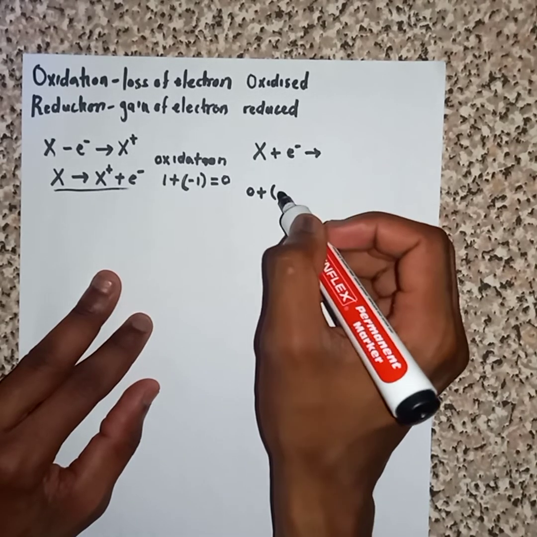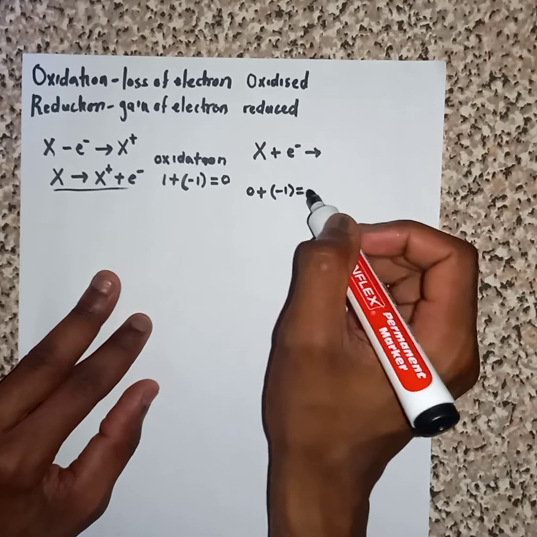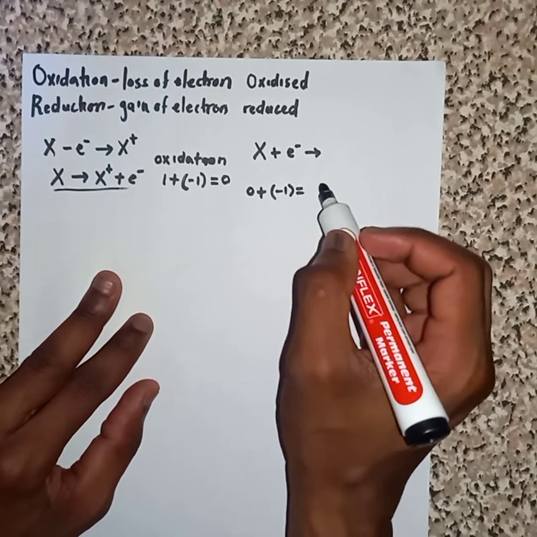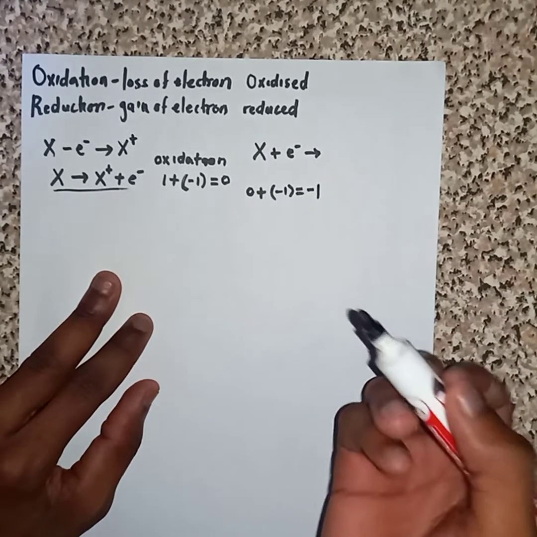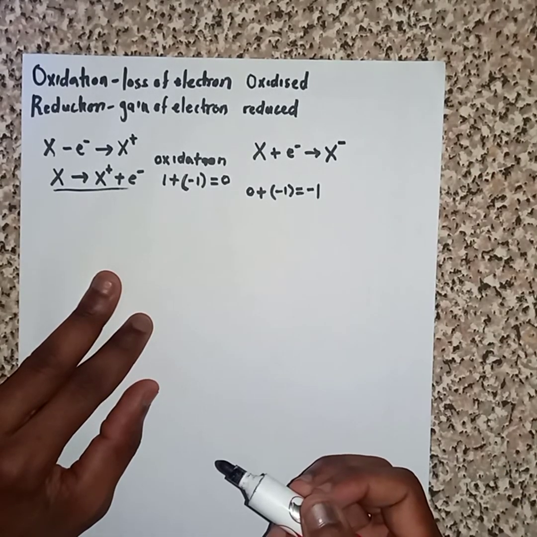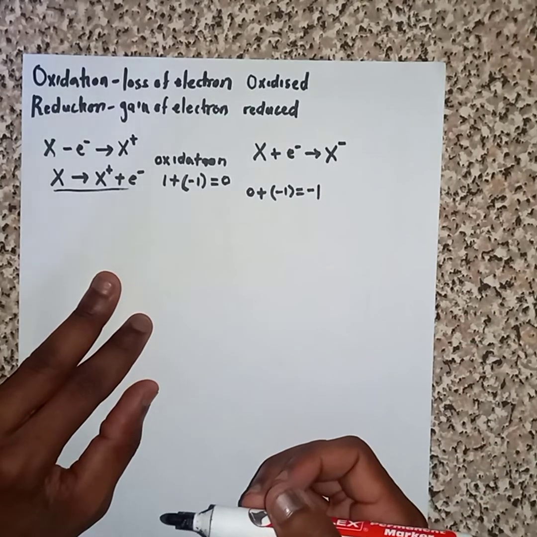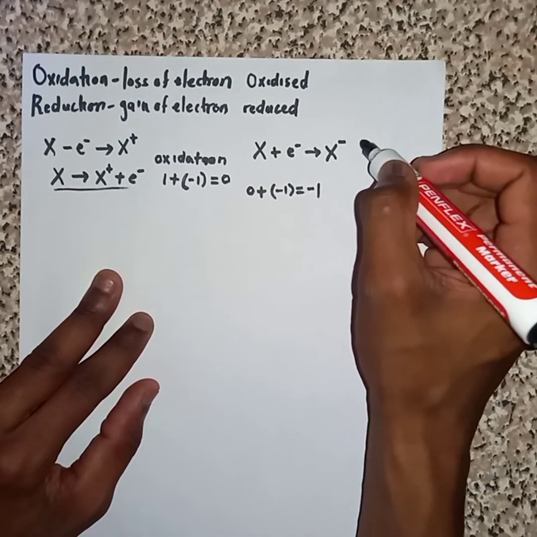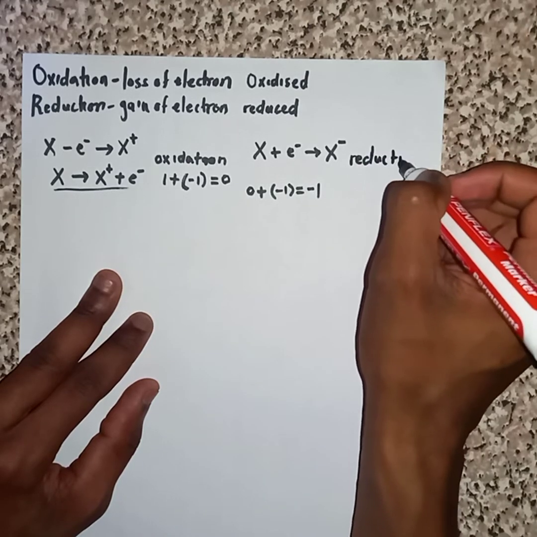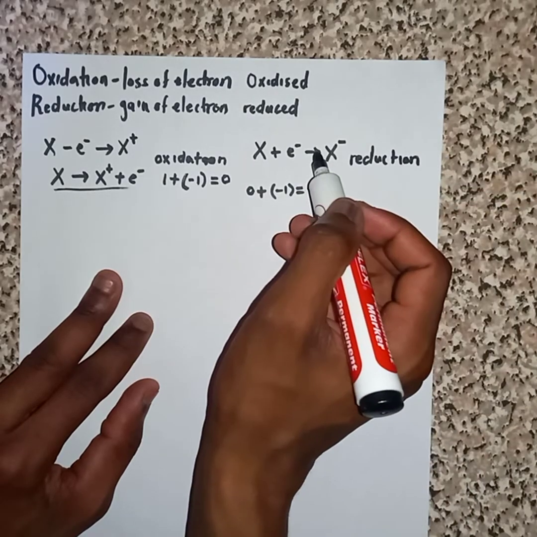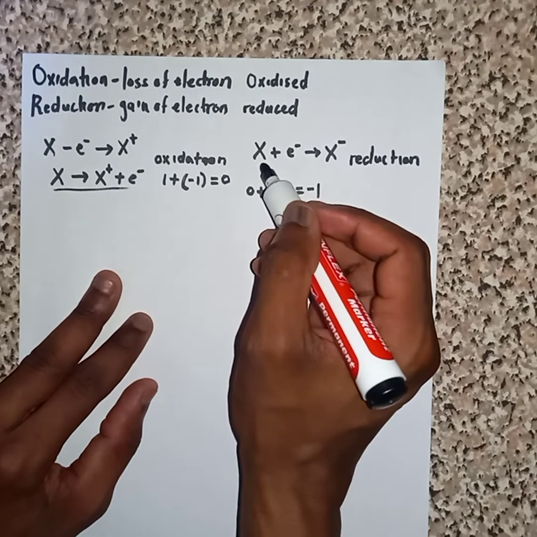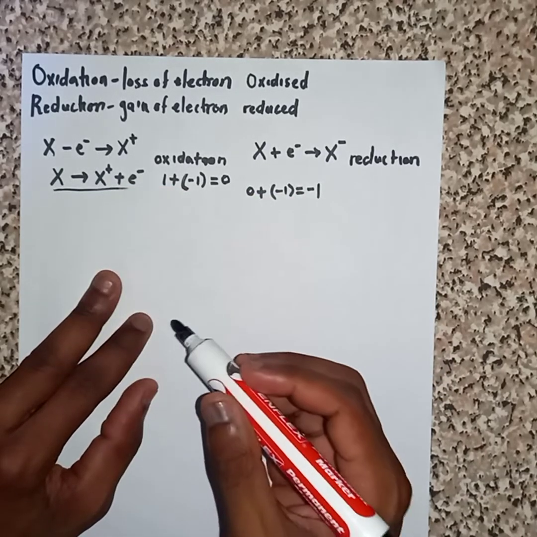Let me open a bracket for one electron. Let us calculate: 0 plus, in bracket, minus 1. You are going to get minus 1, which is going to be X minus. It has gained what now? One electron. We say such a situation is reduction. When your electrons are on the left hand side, we say it is reduction. X is reduced. Here X is oxidized.